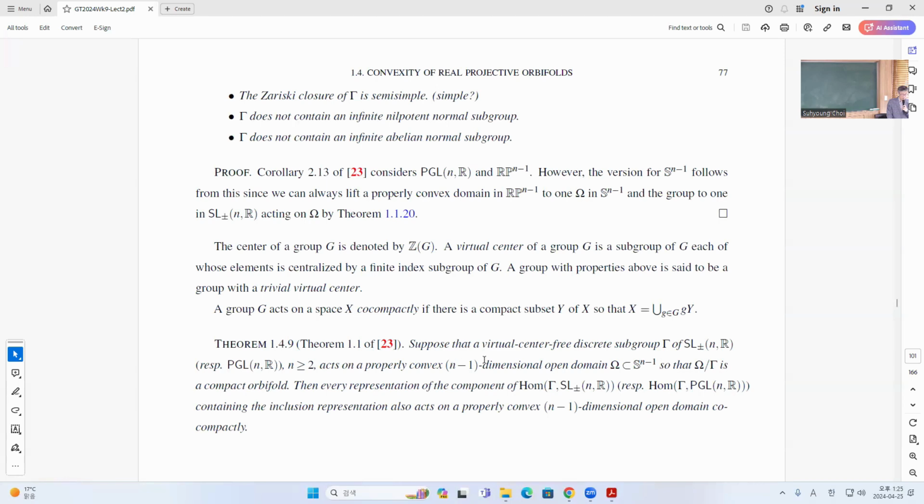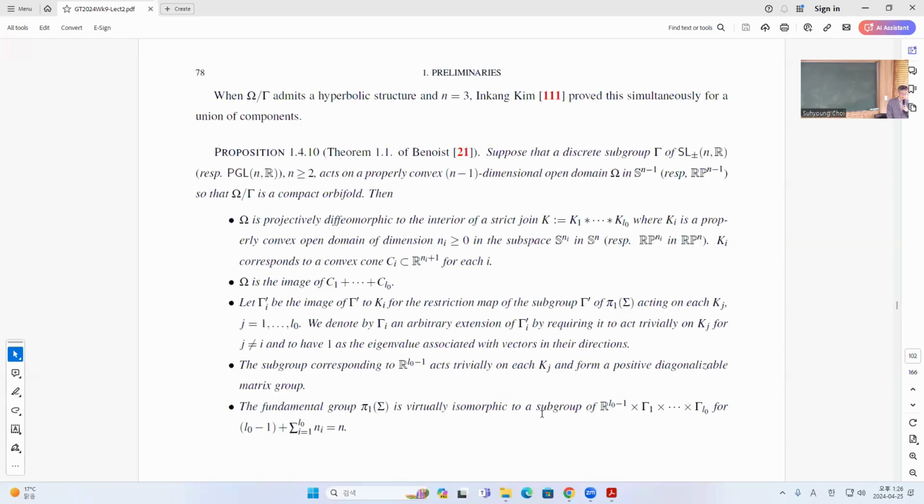So 4.9: suppose that a virtually center-free discrete group acts properly on a domain Omega such that Omega mod Gamma is compact. Then every representation in the component containing the inclusion also acts on Omega cocompactly. So this is an important theorem. If you have some point in the component that acts as a divisible action on this domain, then everything else in the component will do the same. So this is a sort of closeness result.